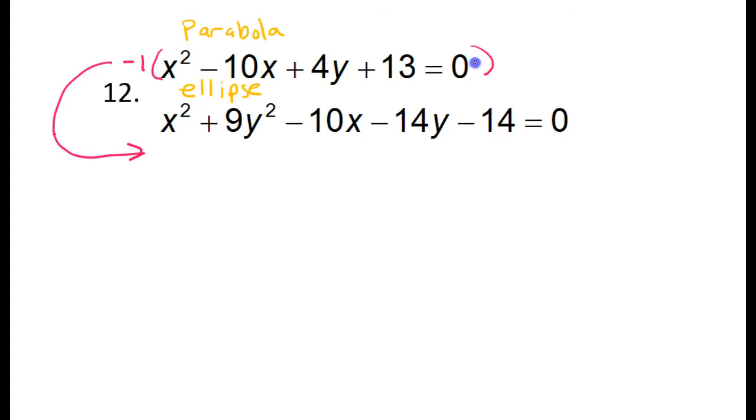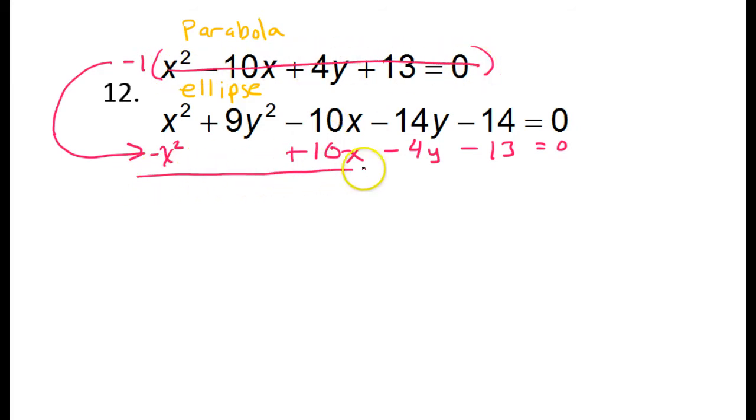So if I multiply this first equation by -1, I'm going to get negative x squared. Then I'll get positive 10x and negative 4y and negative 13 is equal to 0. Okay, so I'm sort of getting rid of that old equation because I've now turned it into this new equation. So now that I have opposites that will cancel, I'm going to combine like terms.